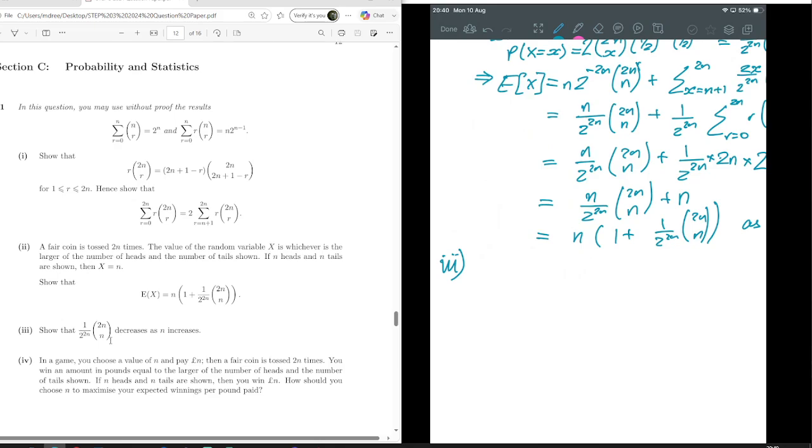So, how am I going to show this? I could rewrite it using factorials. Now that still doesn't particularly look very pleasant. We'd have 1 over 2 to the 2n, 2n factorial over n factorial.